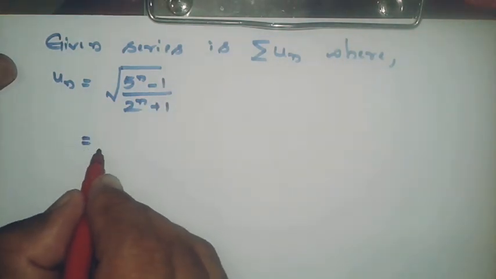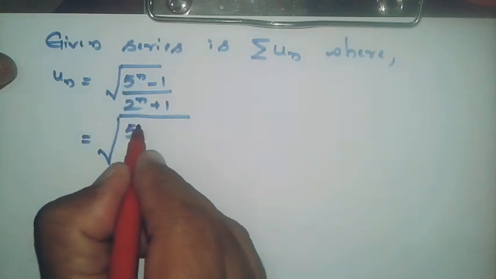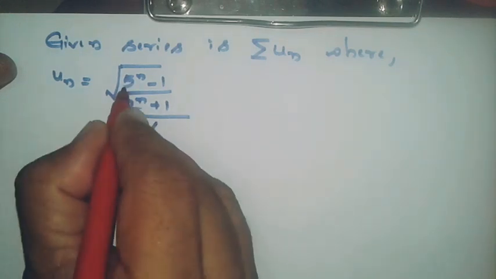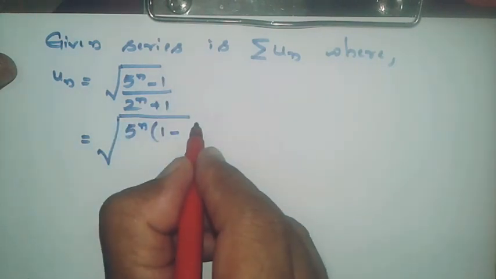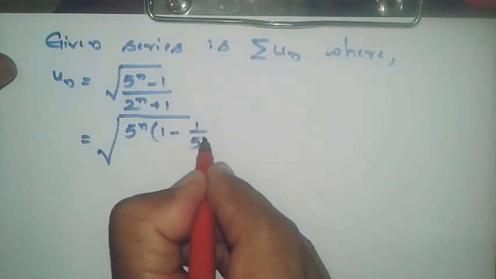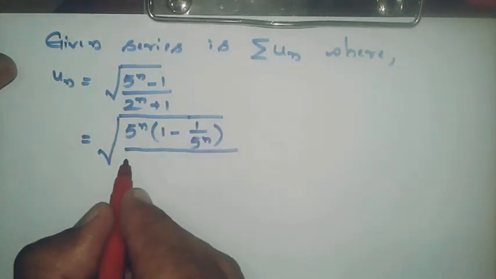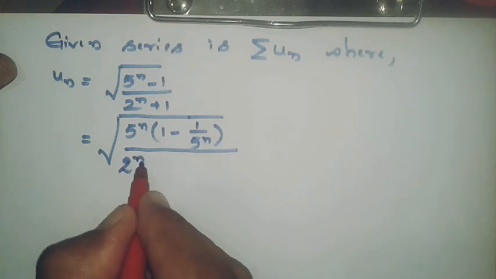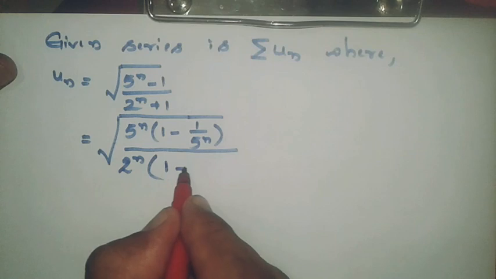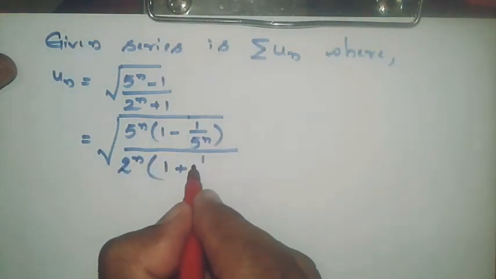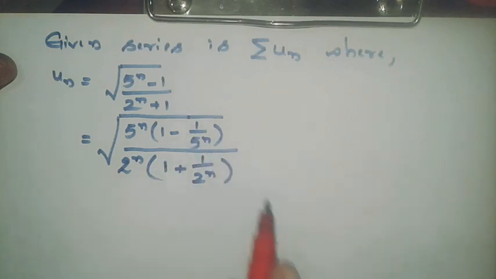So this is equal to square root of, in the numerator let us take 5 to the power of n outside. In the bracket here it is 1 remaining, minus 1 by 5 to the power n remaining in the numerator, divided by the same type of thing in the denominator. When we take 2 to the power of n outside, here it is 1 remaining for this term, plus 1 by 2 to the power of n remaining. So this is the simplified form.